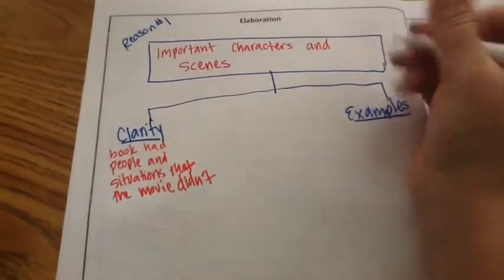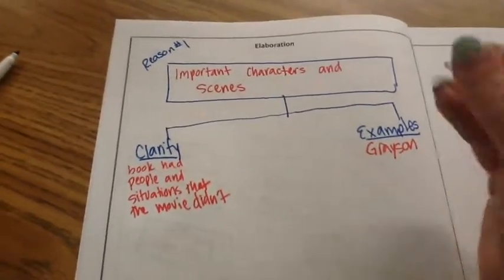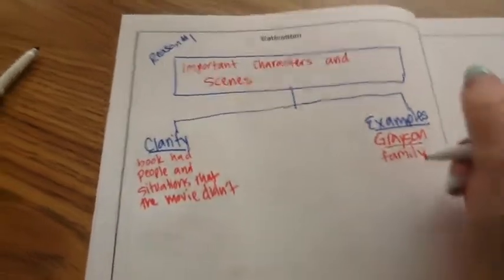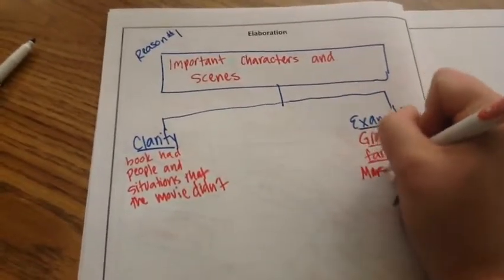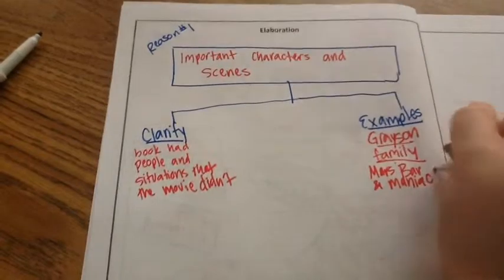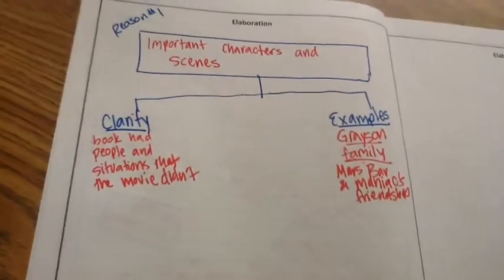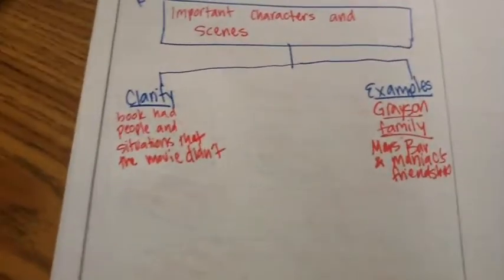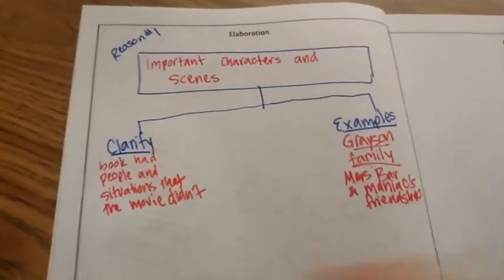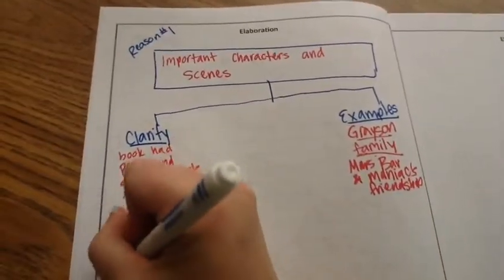Well, in Maniac, one example was that they didn't even have Grayson. So I could talk about how they didn't have Grayson, like they were kind of like family, and that was really crazy. They didn't even have him dying. They also didn't have like Mars Bar and Maniac's friendship. So I could include that as a detail as well. I have a few examples now, and I clarified my reason. Go ahead and do this for your first reason, and when you're ready, create your second tree map for your second reason.